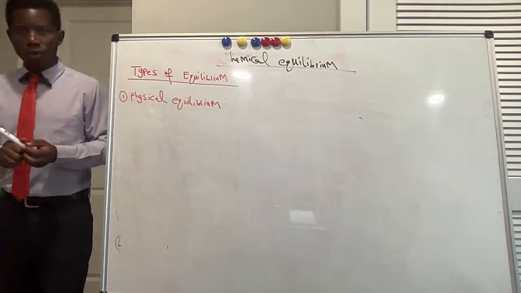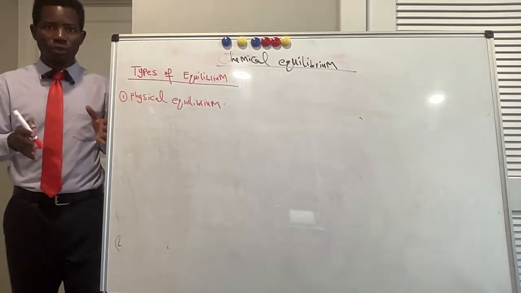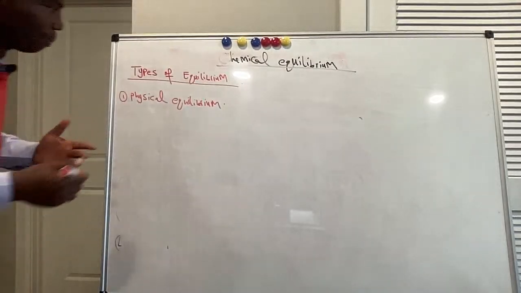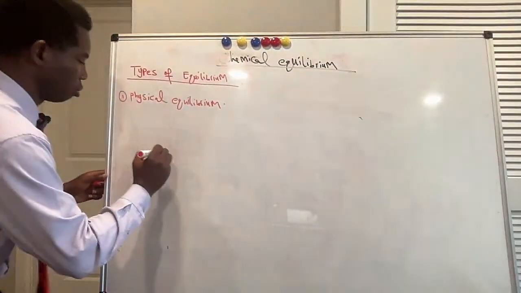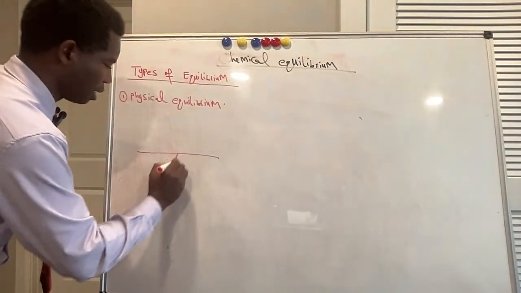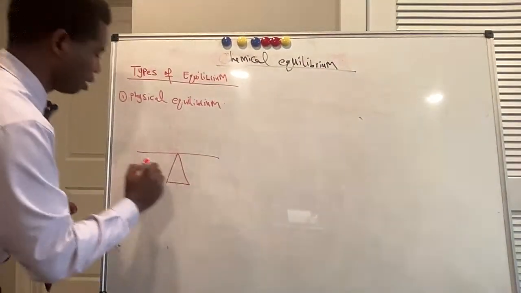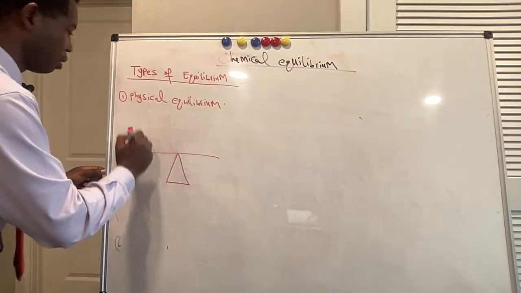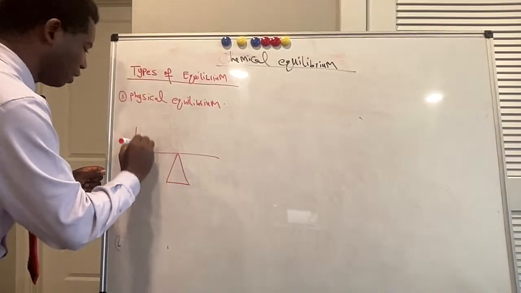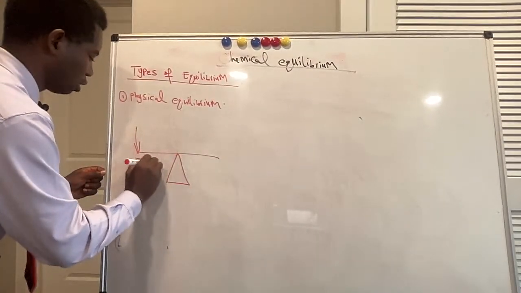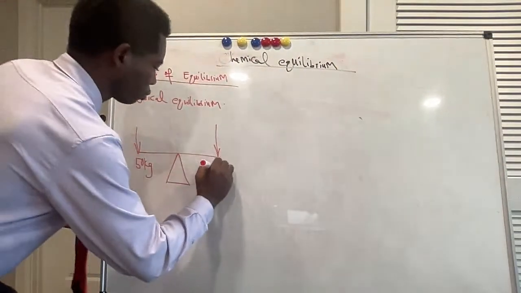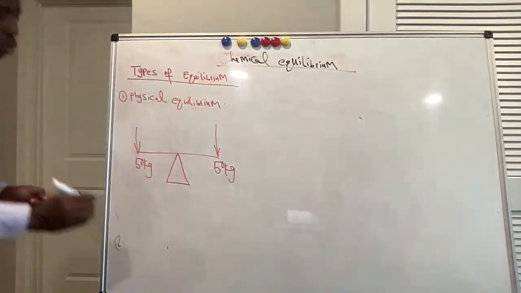So under physical equilibrium, let's look at this together. We know of a balance seesaw, like in those days when children are playing at school. Let's say this is a block of wood and there's a pivot here. Let's assume you put a load of 50 kg here, and another load of 50 kg there.